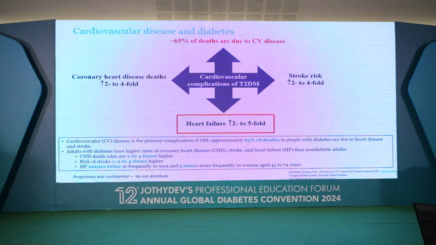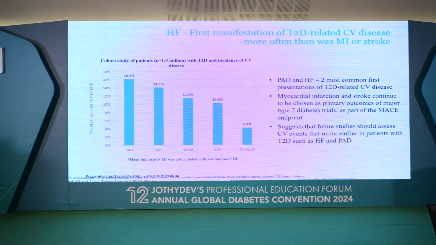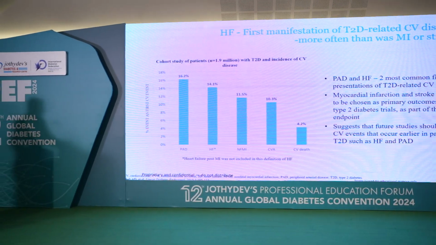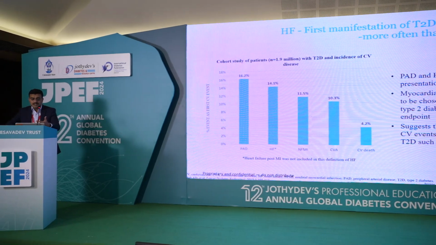So cardiovascular complications of diabetes: when you look at it, it is said that around 65% of deaths are due to CV disease in a diabetic population. Coronary artery disease risk increases by 2 to 4-fold, stroke risk increases by 2 to 4-fold, and heart failure risk increases by 2 to 5-fold. Heart failure, surprisingly, most of us don't recognize that. Sometimes it just goes unrecognized because the cardiologists also may not take it into account in those patients who are admitted with cardiac failure.